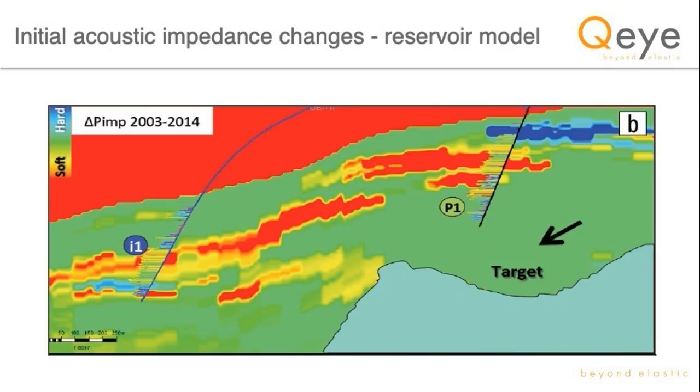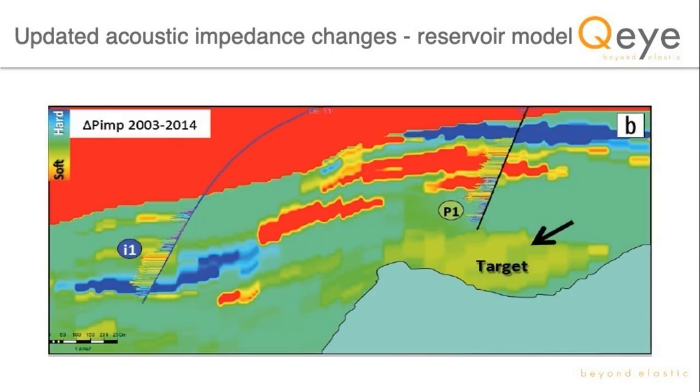If we look at the original reservoir model before the 4D results were included, there was no indication of the presence of any hydrocarbon reservoir. But integrating the reservoir model with the 4D inversion result, now a reservoir target has actually been added.